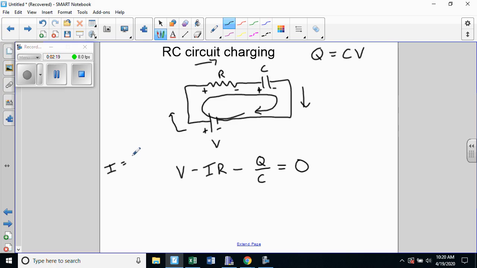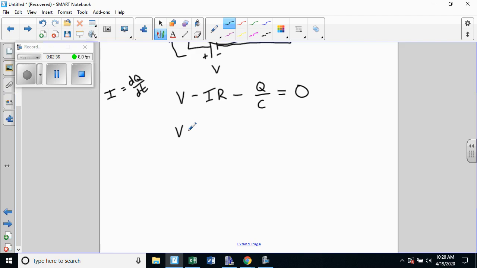Remember that I is how many charges are passing a cross-sectional area per time. So this is dq dt. So we actually have now a hidden derivative, and that is V minus, I'm going to write this as R dq dt. That is replacing current I with a derivative. And that derivative is related to this Q right here, the Q that's accumulating on the capacitor.